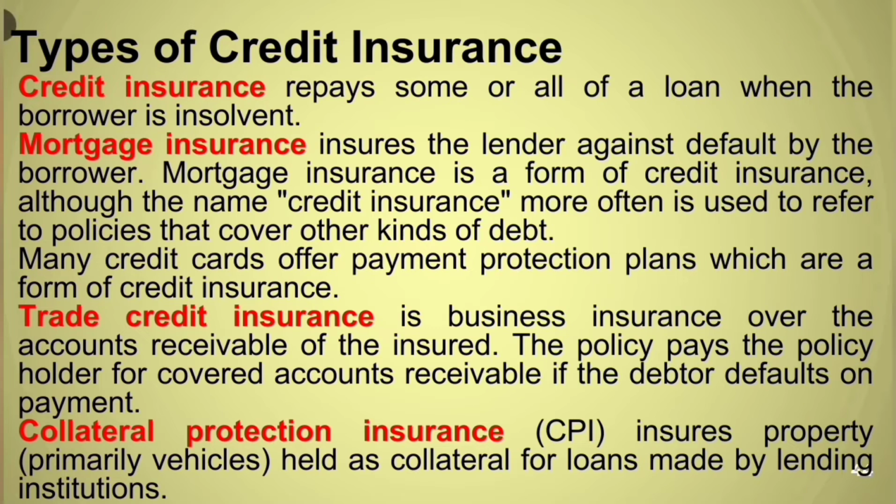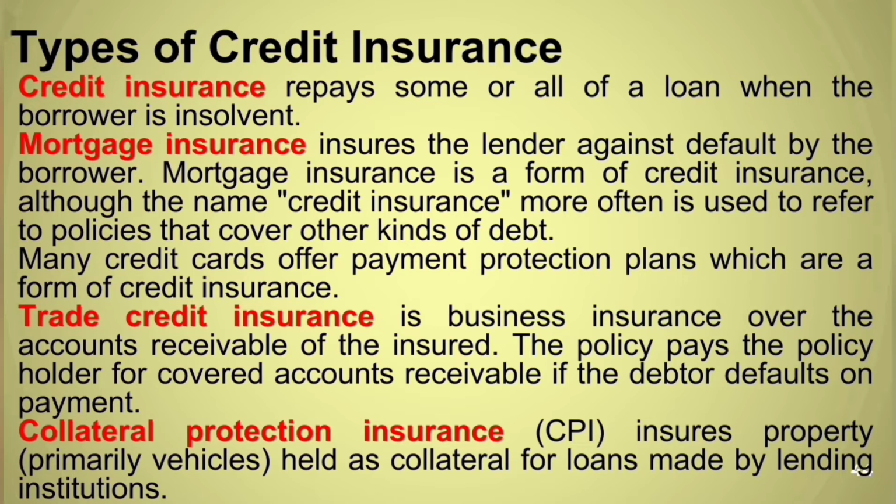Types of credit insurance. Credit insurance repays some or all of a loan when the borrower is insolvent. Mortgage insurance insures the lender against default by the borrower. Mortgage insurance is a form of credit insurance, although the name credit insurance more often is used to refer to policies that cover other kinds of debt.